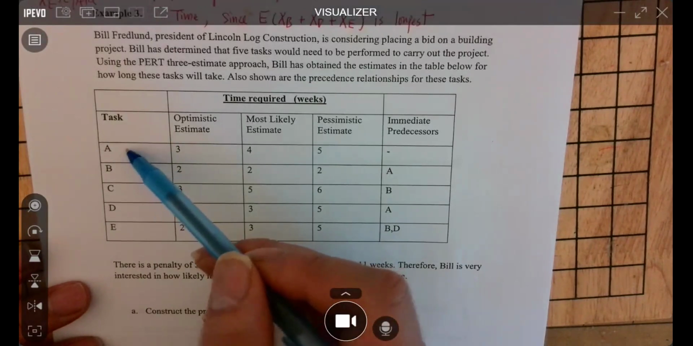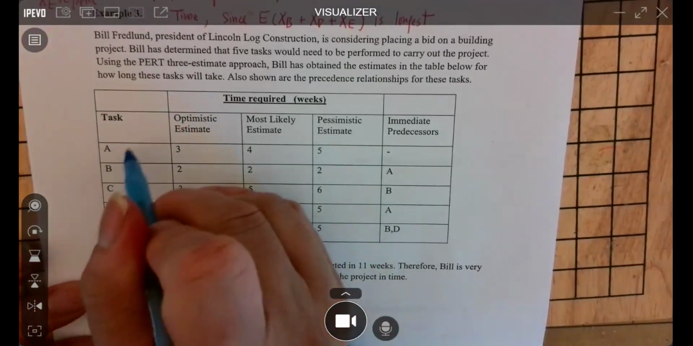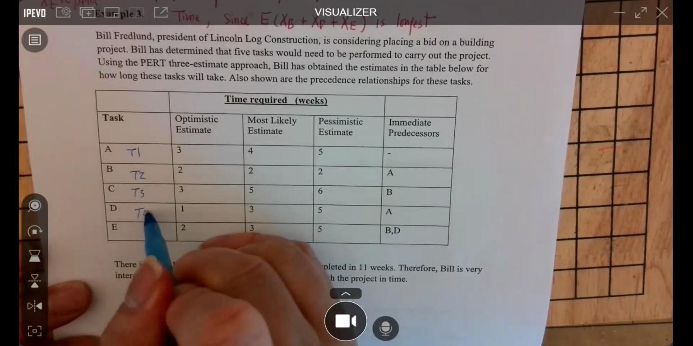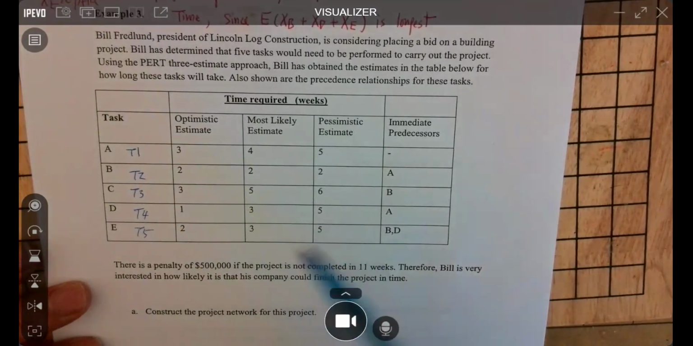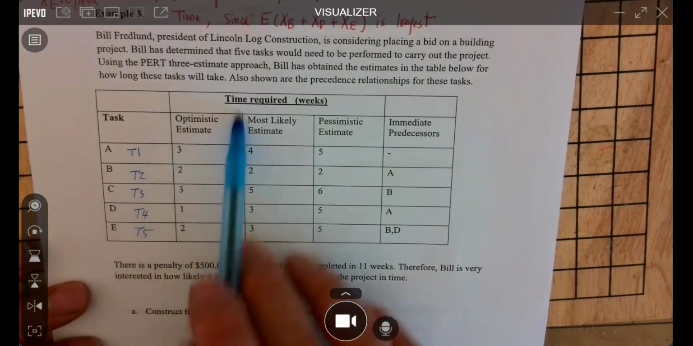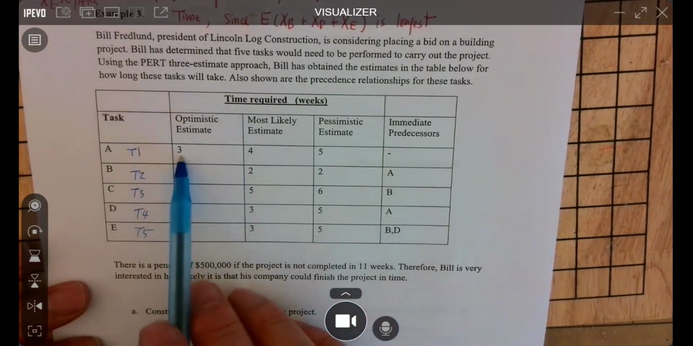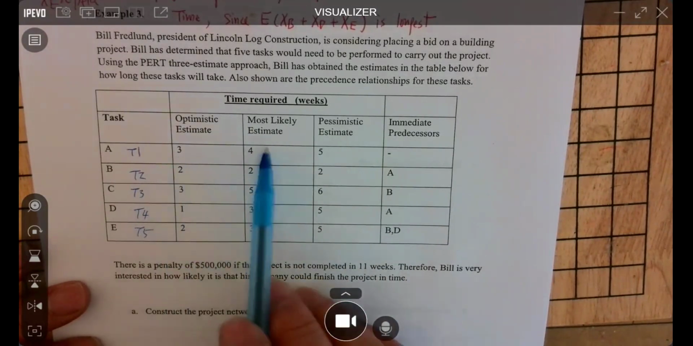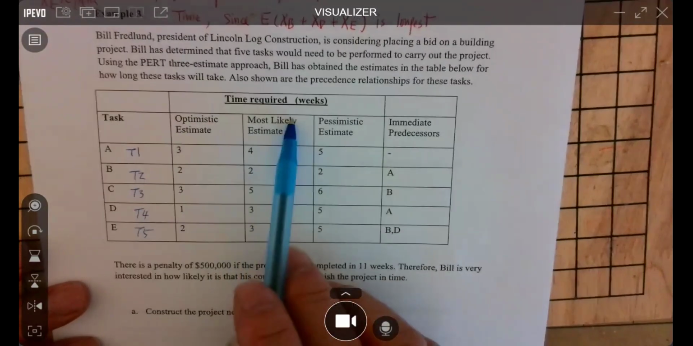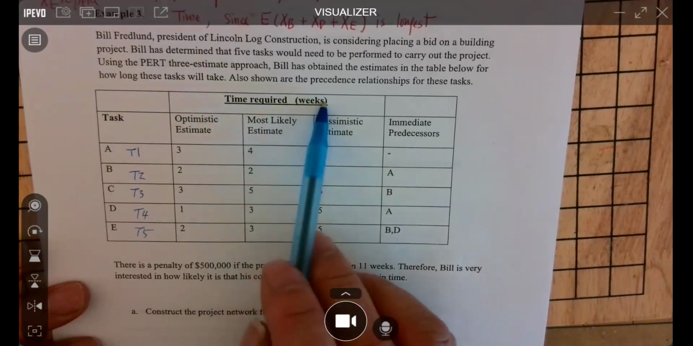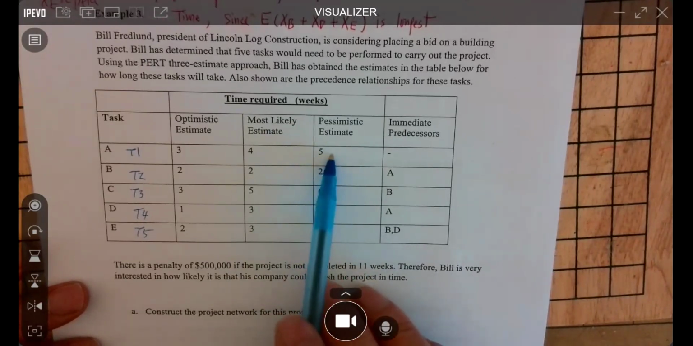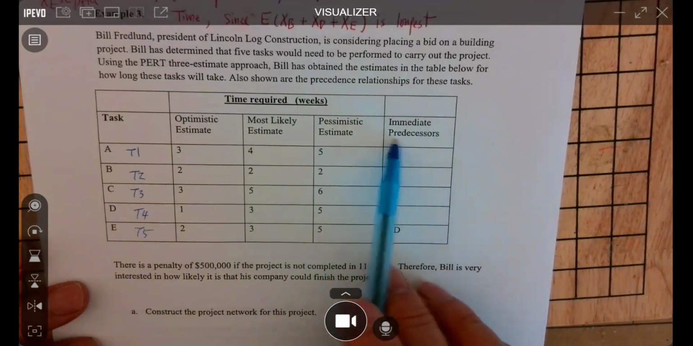We have 5 tasks, A, B, C, D, E, or you can say task 1, task 2, task 3, task 4, task 5. And task A, activity A, if everything goes smoothly, nothing goes wrong, people finish in what? In 3 weeks. But usually one or two things will go wrong and delay the work. So most likely it will last for 4 weeks. But if a lot of bad things happen, it can run as long as 5 weeks. Okay? And there is no immediate predecessor.